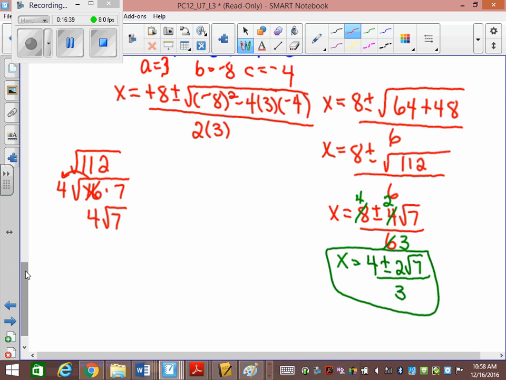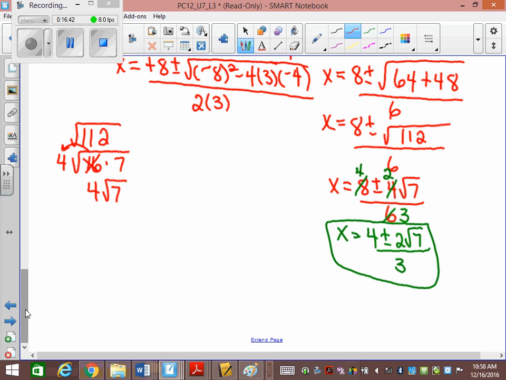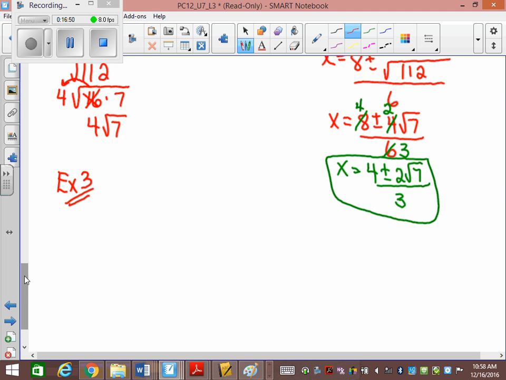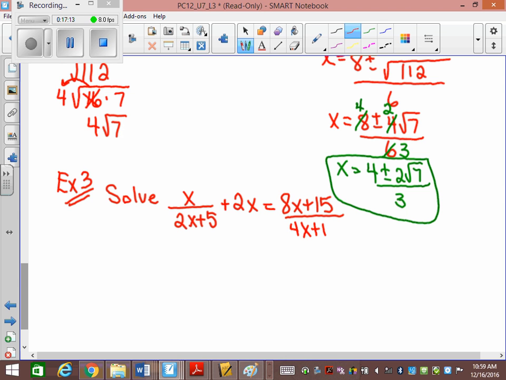Last one. And this is literally just from last year. It's all the same thing over. You were taught this last year. Just repeating. Solve x over 2x plus 5 plus 2x equals 8x plus 15 over 4x plus 10. Algebraically.